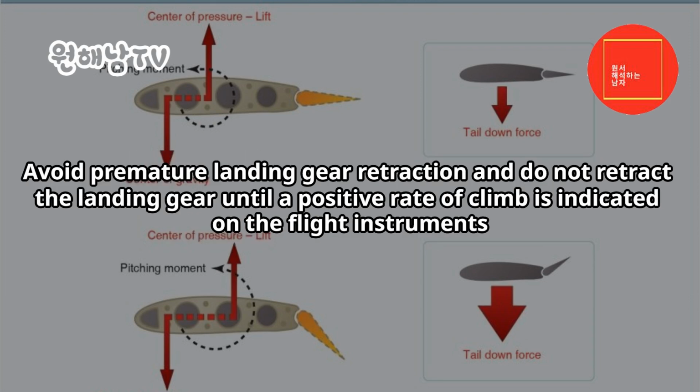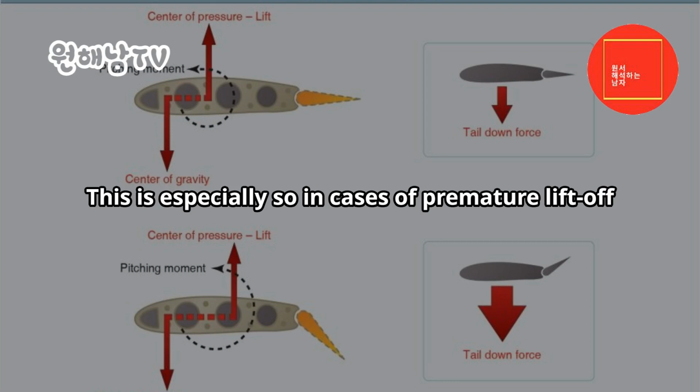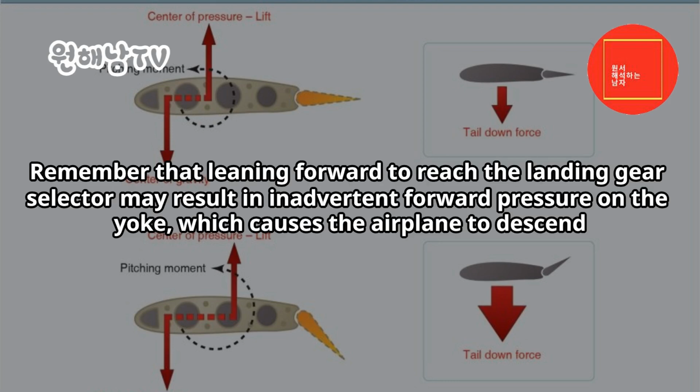Avoid premature landing gear retraction and do not retract the landing gear until a positive rate of climb is indicated on the flight instruments. If the airplane has not attained a positive rate of climb, there is always the chance it may settle back onto the runway with the gear retracted. This is especially so in cases of premature liftoff. Remember that leaning forward to reach the landing gear selector may result in inadvertent forward pressure on the yoke, which causes the airplane to descend.